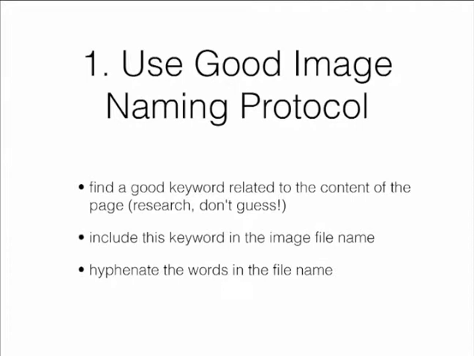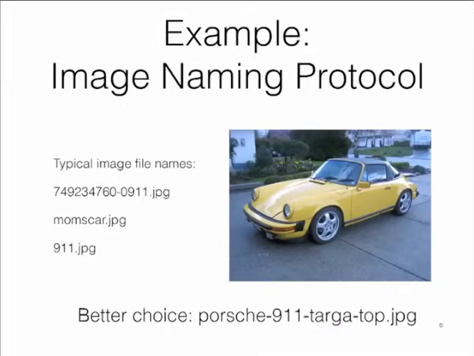So if we can use hyphens between the words, it just makes it a bit easier for search engines to scan that and understand what's in your image. So here's an example of image naming protocol. Here's a picture of a Porsche 911 Targa top model.